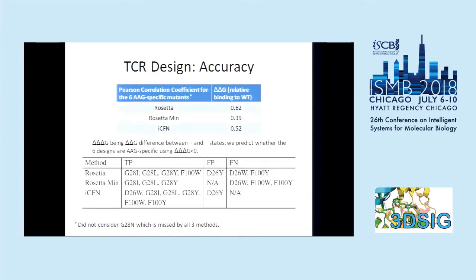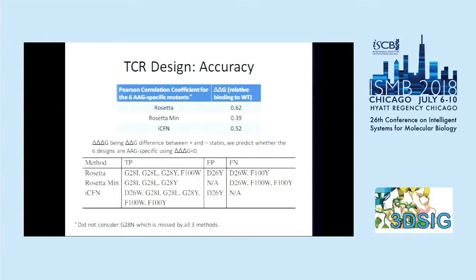So what about the accuracy? We compare to the experimental results. There are 6 known mutants. And there's this delta delta G, which is a relative binding affinity to the wild type. For the energy calculations, our correlation number is somewhere between Rosetta and Rosetta mean, where Rosetta mean is considered a local minimization and a slight backbone minimization.